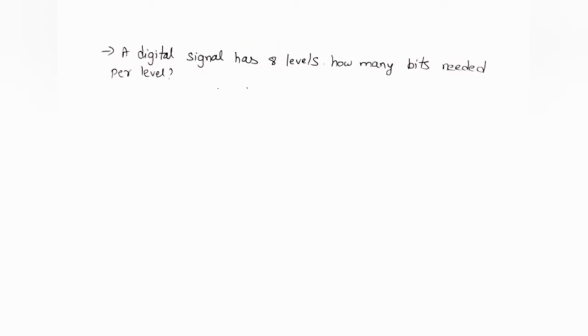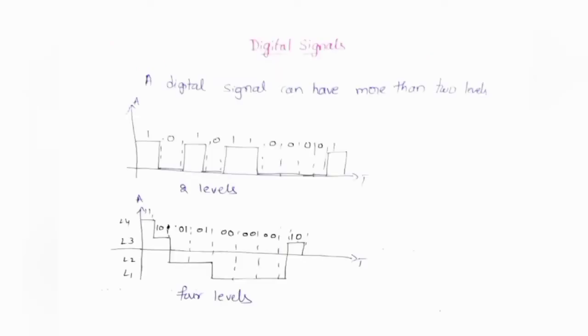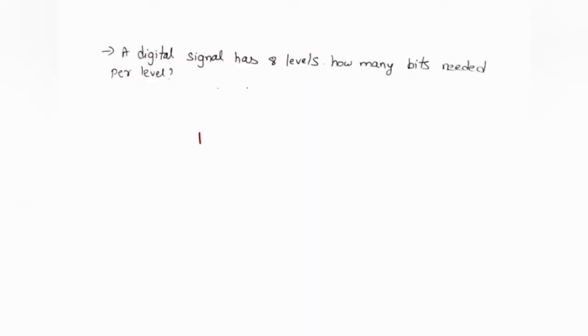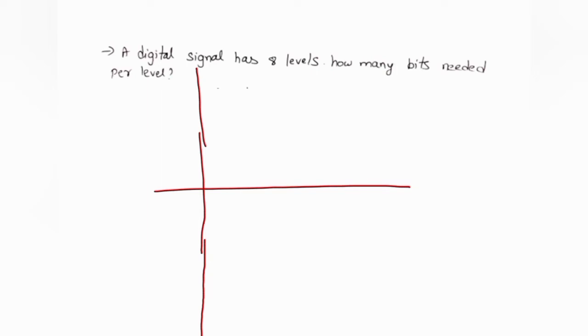Now let us see a small problem regarding digital signals. A digital signal has 8 levels. How many bits are needed per level? In the previous diagram we saw 4 levels, and now we are taking a digital signal with 8 levels, 1, 2, 3, 4 up to 8. We have to know at each level what the number of bits needed is.